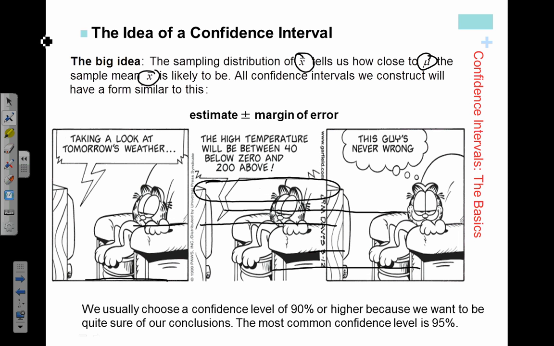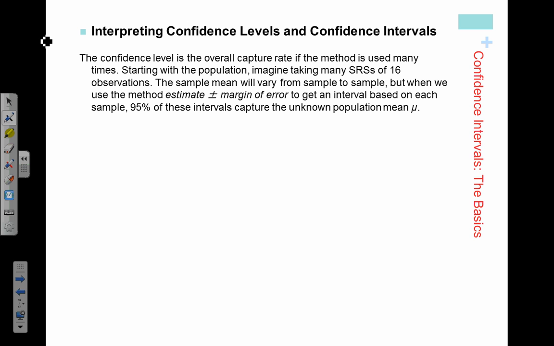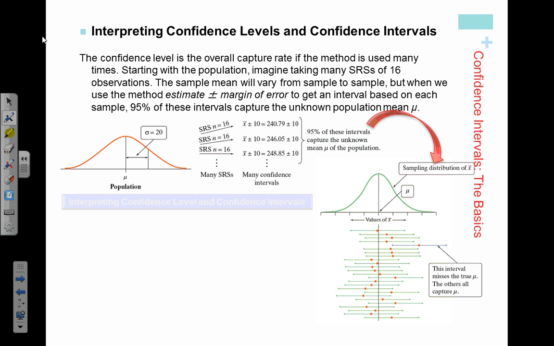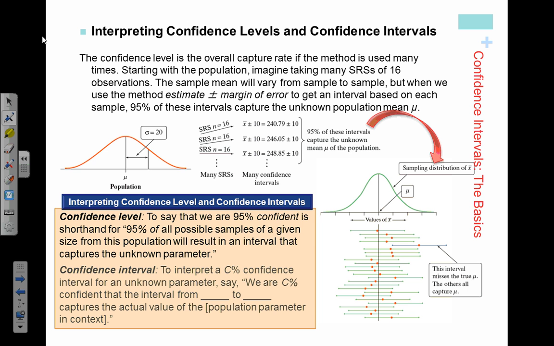Now, usually we choose a confidence level of 90% or higher because we want our audience to be very sure of our conclusions. So this guy could have said with 95% confidence it'll be between this. He could have said with 99% confidence it'll be between that. All right, now we get into more of this. The confidence level is the overall rate if the method is used many times, starting with the population. Confidence level says, this is big down here.